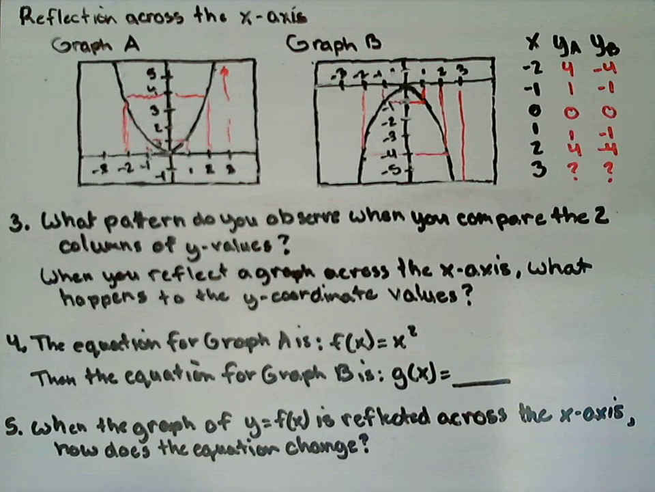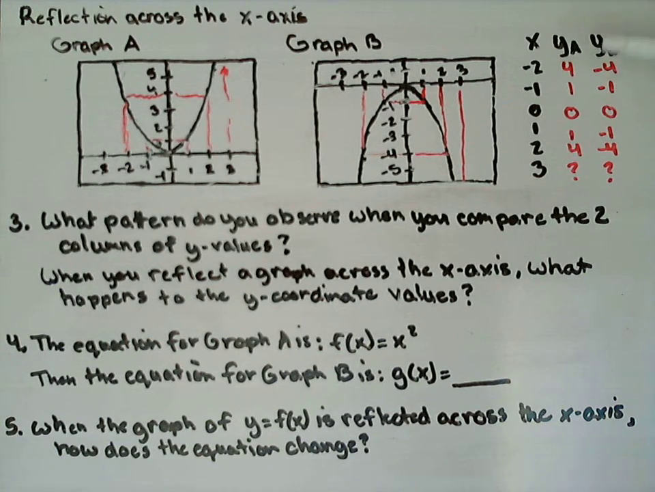Now if we look at what pattern we observe when we compare the two, I notice right off the bat we've got very similar numbers in here. Like here we've got 4, we've got negative 4 for x equals negative 2. When x is negative 1, we've got 1 and negative 1. When x is 0, we're still at the origin with a y value of 0. When x is 1, we've got 1 for graph A, negative 1 for graph B. For x equals 2, we've got 4 and negative 4 for graph B.